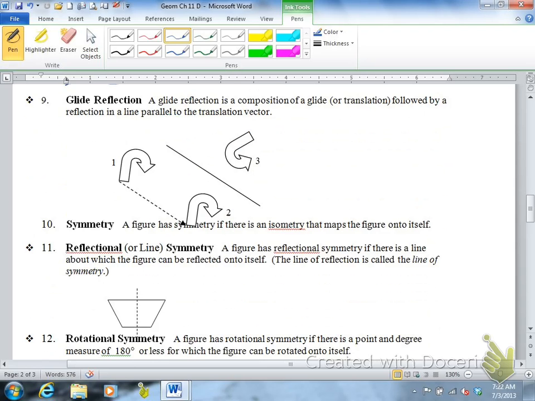A glide reflection is a combination of two. A glide reflection is a composition of a glide, or translation, followed by a reflection in a line parallel to the translation vector. So the translation vector is this line right here. It moves it a certain distance and a certain degree. And then you flip number 2 over this reflection line, and then you get number 3 up here. So that's a combination of two. We won't deal with that too much in this chapter.